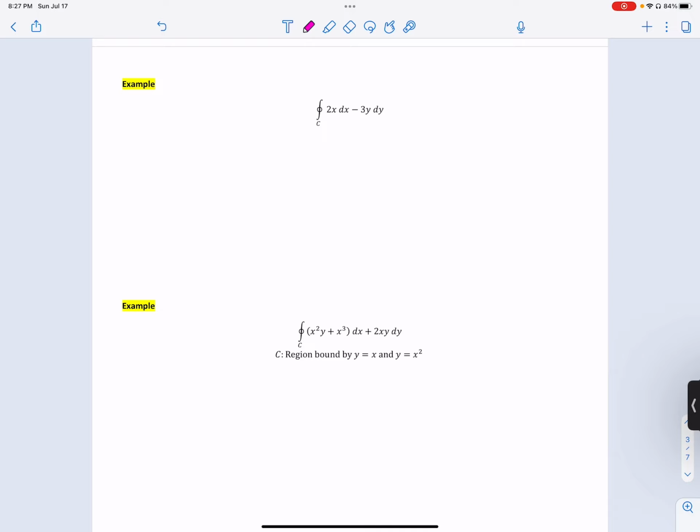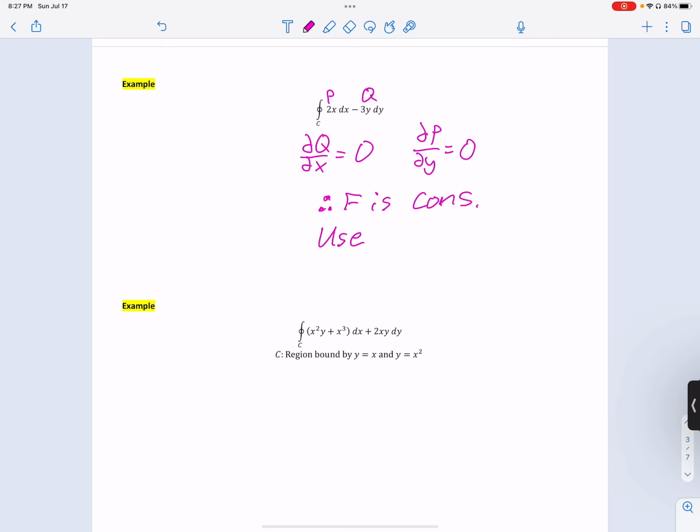These are nice and straight, easy. I feel like these problems get easier as we go along. So this is P, this is Q. If I do partial of Q first, since it's what we're used to, with respect to X, that's 0. The partial of P with respect to Y is also 0. This is a conservative vector field, so I'm just going to write F is conservative. And we would use the 15.2 method. If I could spell method.